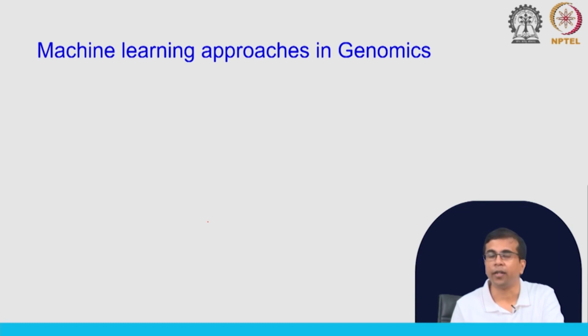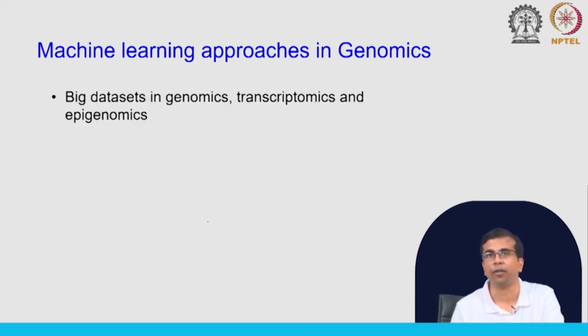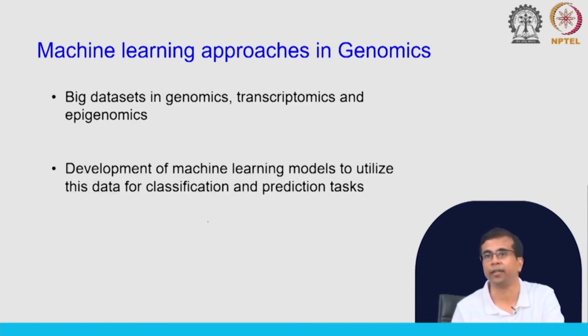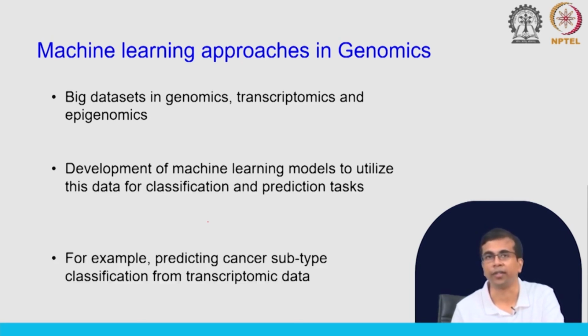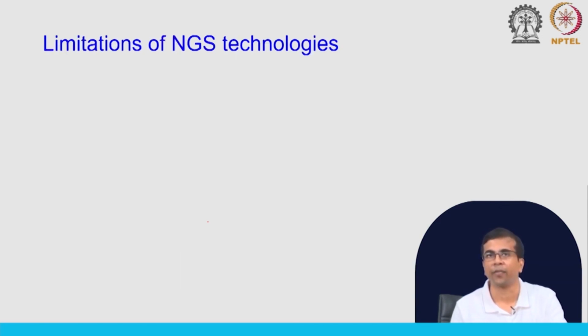Now, with all the data coming in from these fields, we can also devise machine learning approaches. This is where the data science field merges with biotechnology and biological sciences. We have data sets in genomics, transcriptomics as well as epigenomics, and we can apply machine learning models for classification and prediction tasks. This could be, for example, disease subtype classification. I have given you an example here: cancer subtype classification from transcriptome data.